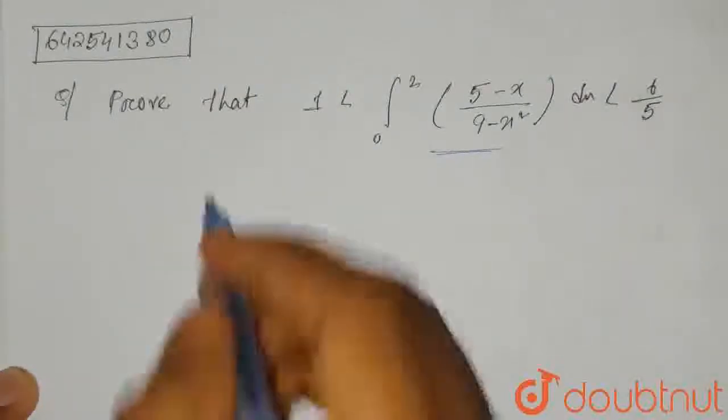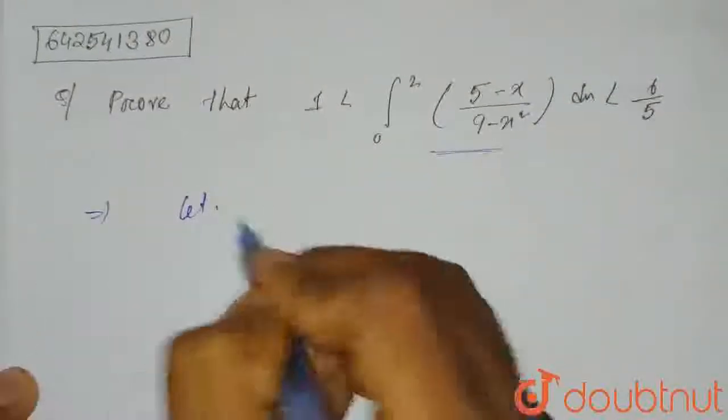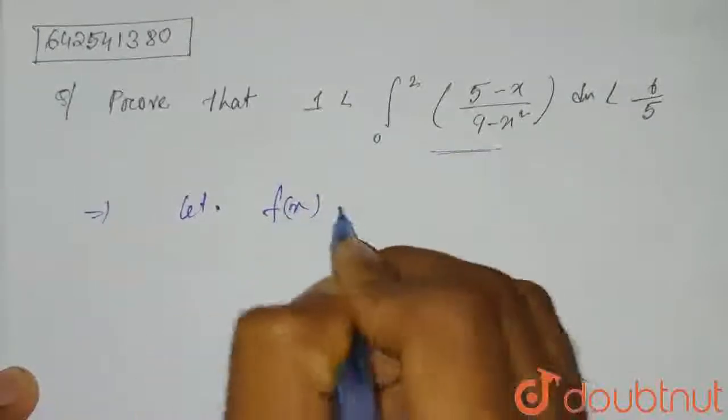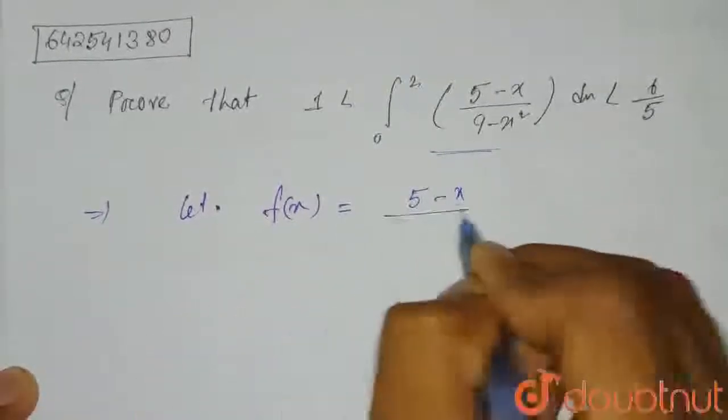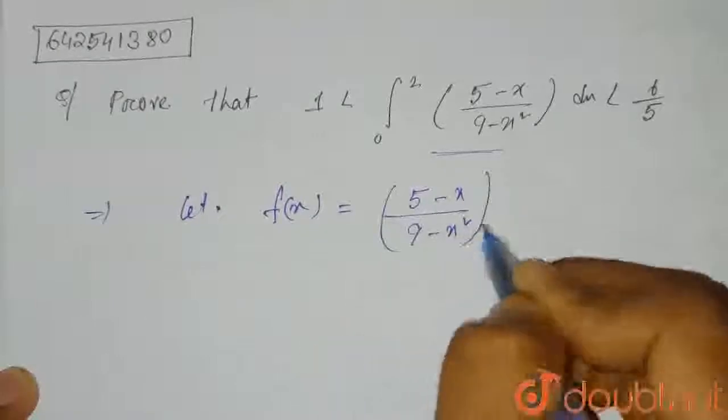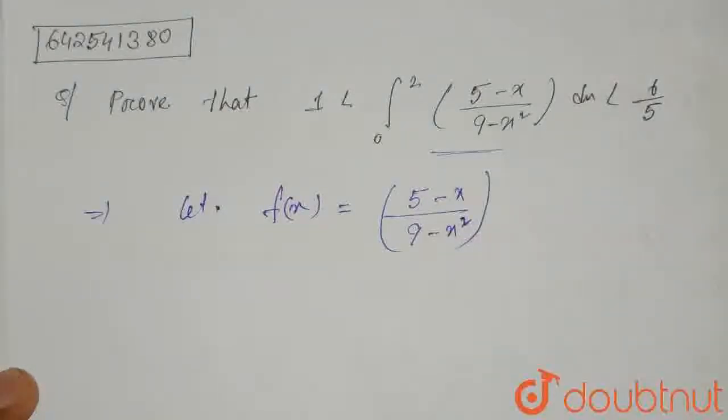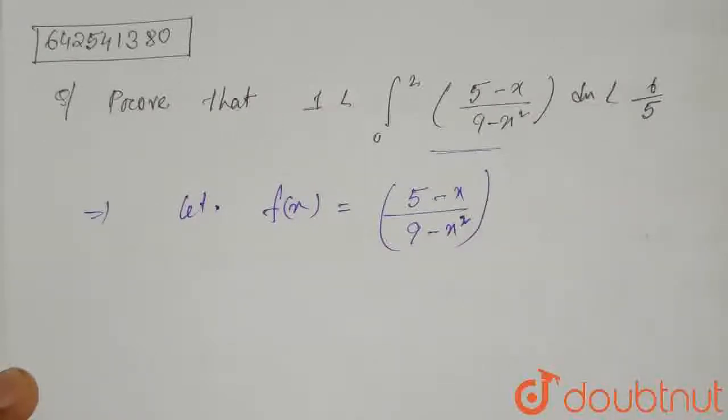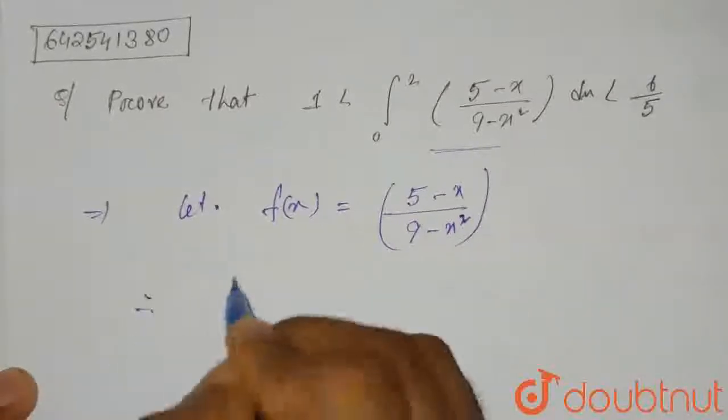Okay, so let's say f of x is equal to (5 minus x) divided by (9 minus x squared). Basically, we have to find the maximum and minimum value of a function. What do we do? First we differentiate the function, then we set the derivative equal to 0. After that we find the values at which the function will be either maximum or minimum. So first of all, let's find f dash of x.